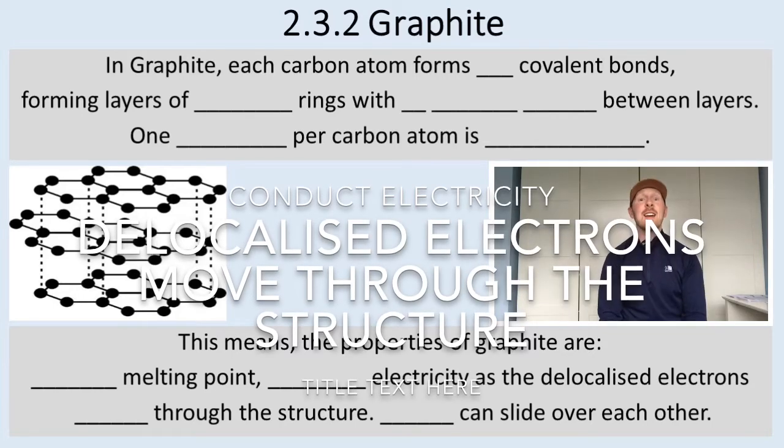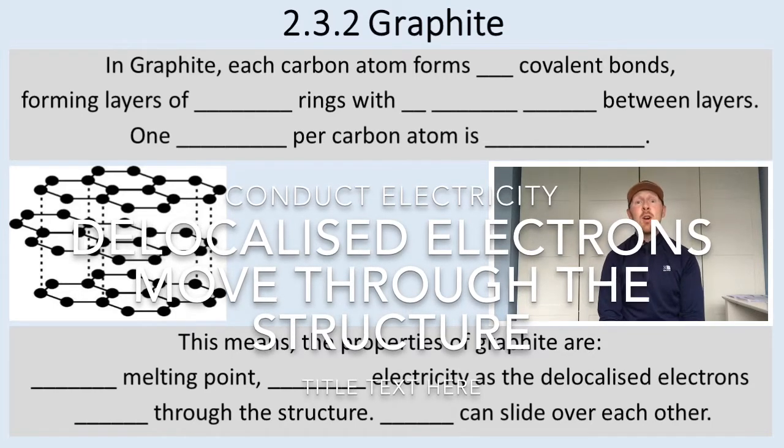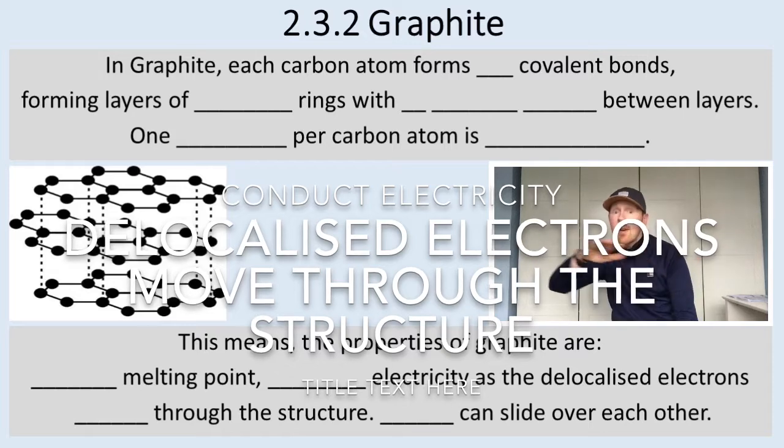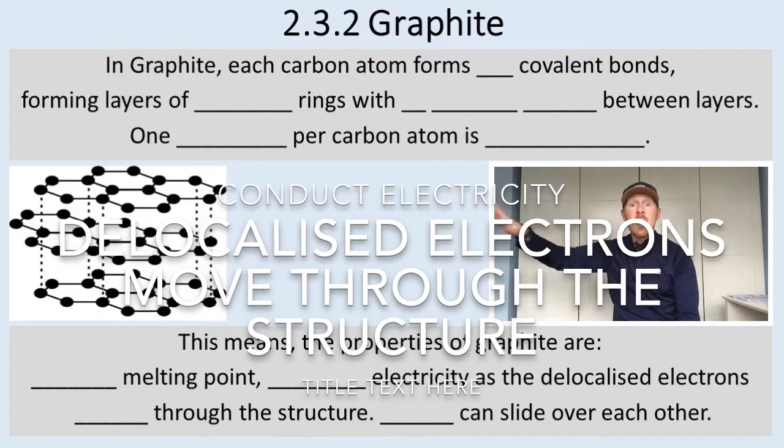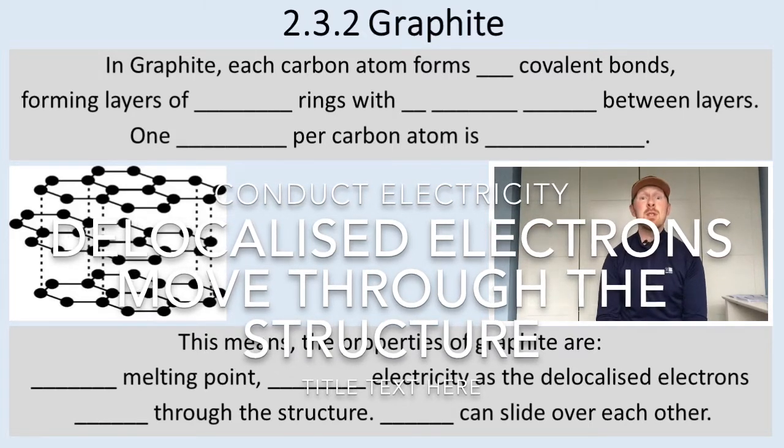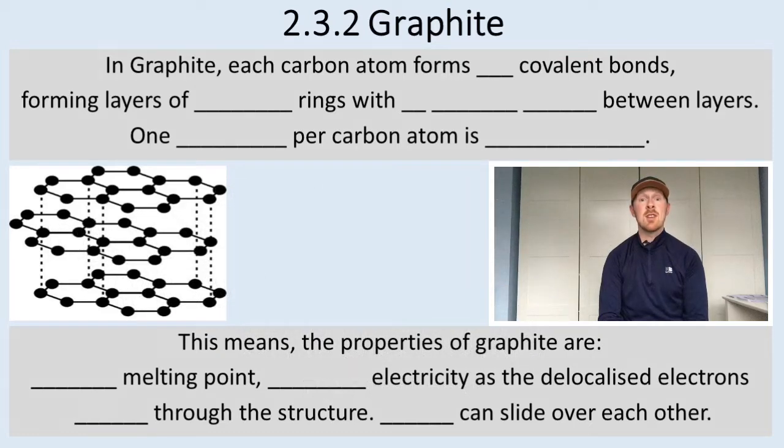Graphite can conduct electricity because the delocalized electrons can move through the layers from outer shell to outer shell through this structure, which causes them to be able to conduct electricity. They can carry a charge through the structure.